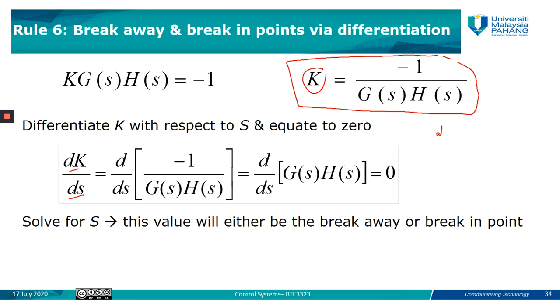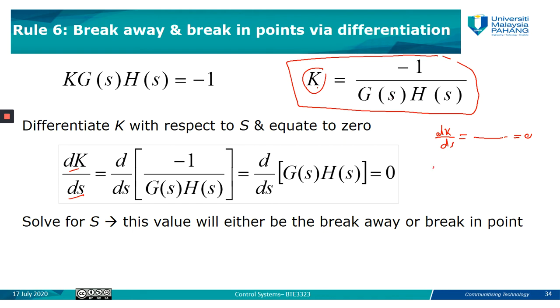So for differentiation here, we are going to take dk over ds. We are going to differentiate k with respect to s. The derivative of k with respect to s will give us some equations. We make this equation equal to 0. Why do we make it equal to 0? Because k is a constant number, k is the gain.